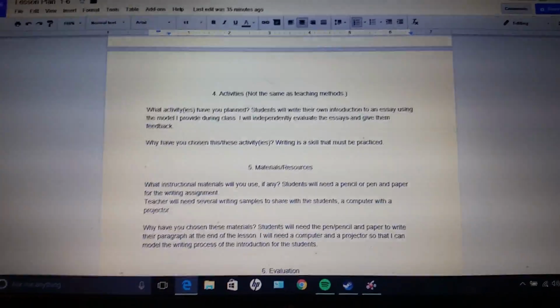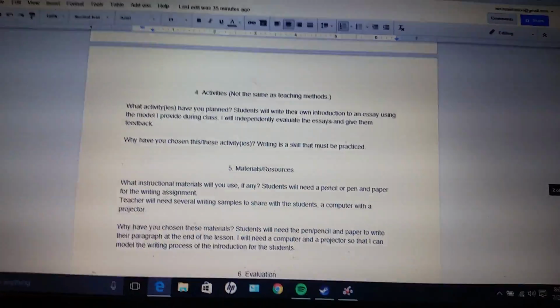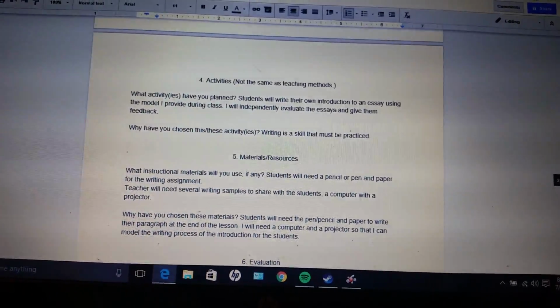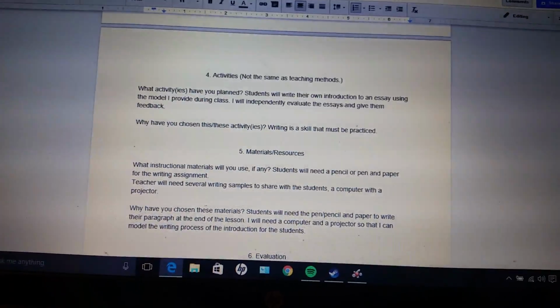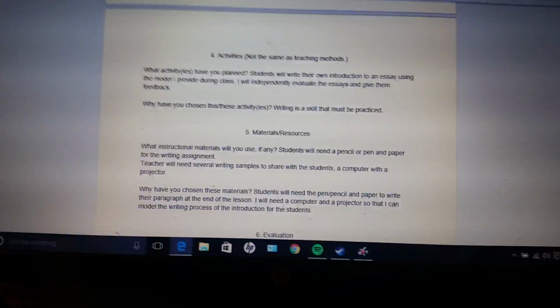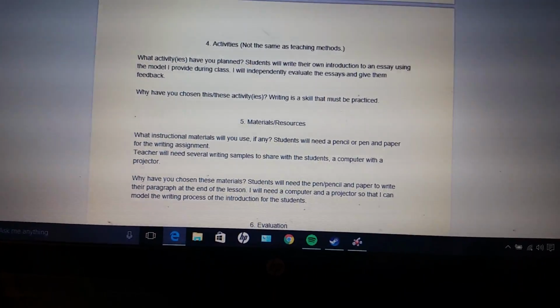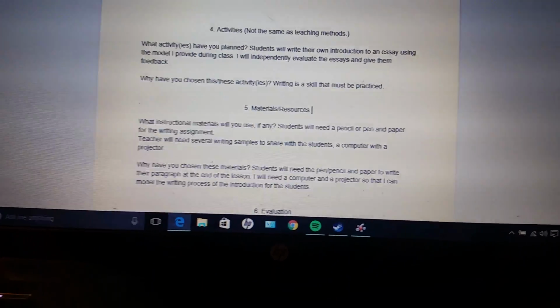Number 4, the activities. What activities have I planned? Students will write their own introduction to an essay using the model I provided during class. I will work independently to evaluate essays and give them feedback. Why have you chosen this activity? Writing is a skill that must be practiced.